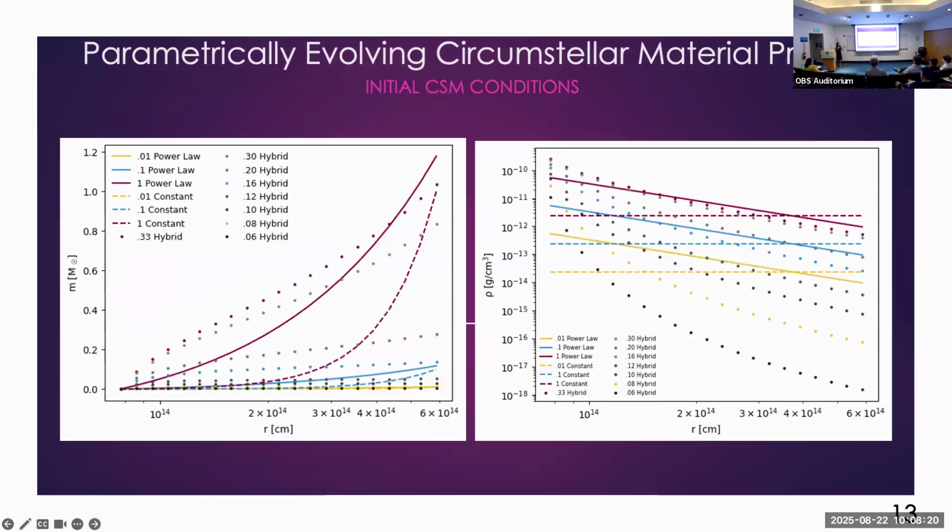Here, I plotted all of the initial profiles of the circumstellar material, specifically the mass and the density. For the sake of this presentation, I'm going to be focusing on my power law models with the varying masses. This is because an interesting finding that we had is that the circumstellar material mass was the main driver for any changes that we saw in the asymmetries.